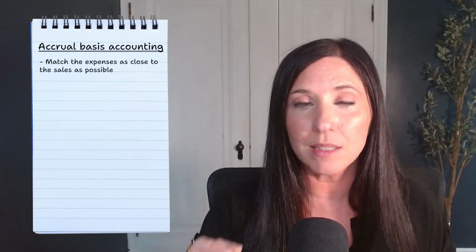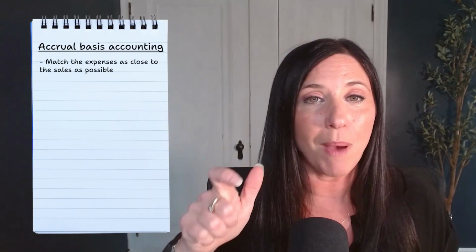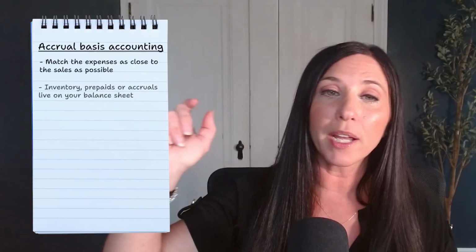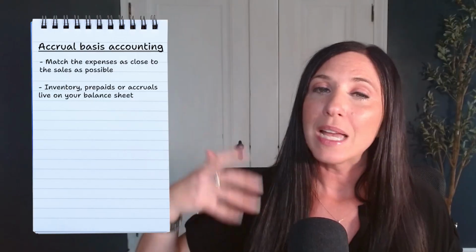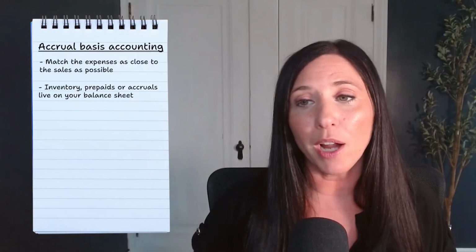This is very different from accrual basis accounting. I don't want to use too much accounting language here in this explanation, so I'm going to make this a basic explanation of accrual accounting. What we're doing in accrual accounting is that we're trying to match the expenses as close to the sales as possible. This means that when you're out buying inventory or you're paying for an annual membership for a subscription, you're going to put that on the balance sheet. So your inventory and your prepaids, your accruals, those are all going to live on your balance sheet.